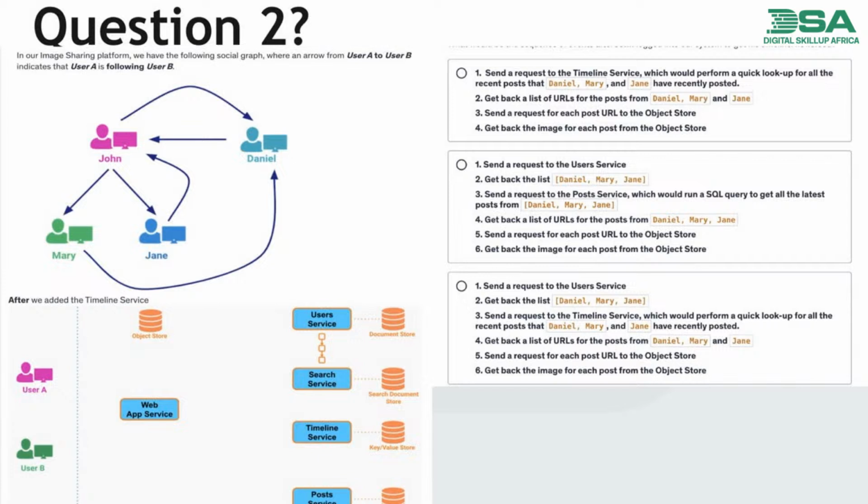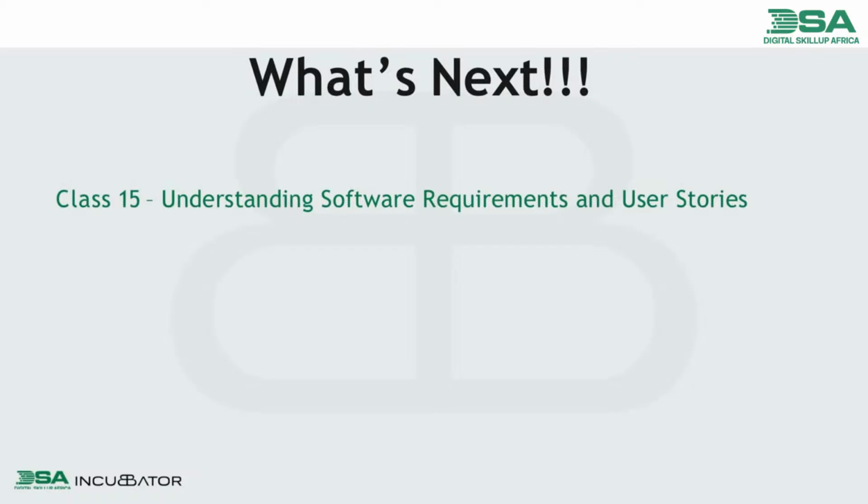Which would perform a quick lookup for recent posts, get back the list of URLs, send a request for each post, and get back the image from each post, thereby saving us time, and we're able to achieve things better. Okay, and that takes us to the end of the class.